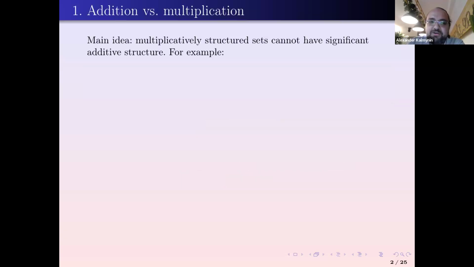First of all, what is the main idea? Several principles in arithmetic combinatorics say that multiplicative and additive structures do not kind of mesh together. So if something is highly multiplicatively structured, we expect that it is not additively structured, and vice versa.